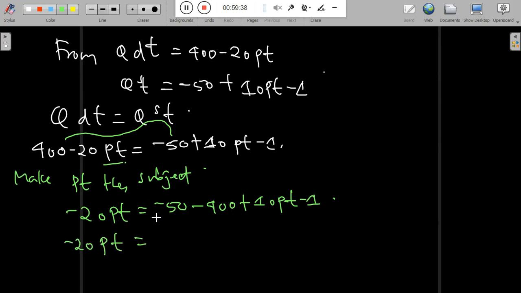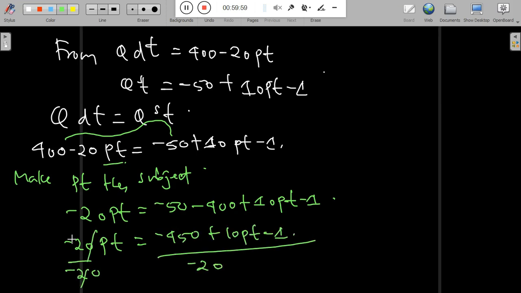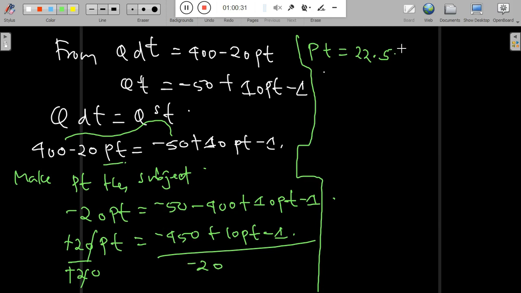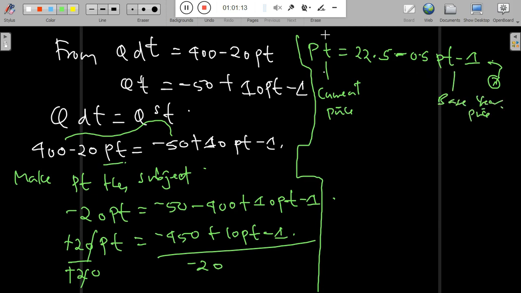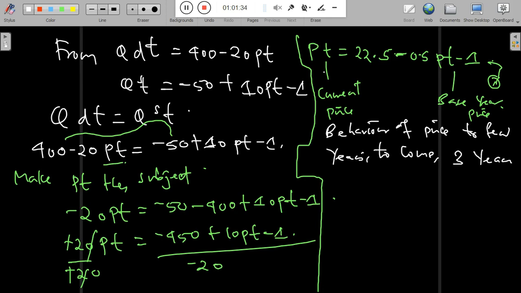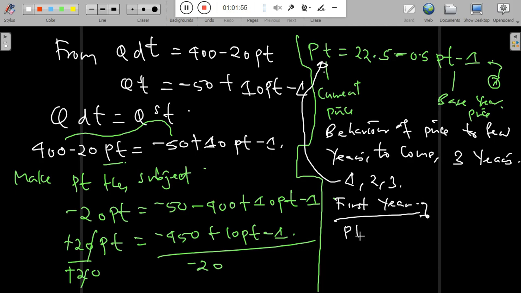That will be negative 20 Pt equals negative 50 minus 400 plus 10 Pt minus 1. Our intention here is to find Pt, the first order difference equation. So we divide by negative 20 on both sides. We find the current price Pt, making it the subject of the equation, is equal to negative 450 divided by negative 20, that is 22.5, minus 10 divided by negative 20, that is 0.5 Pt minus 1. Since the current price depends on the base year price, this is the equation we'll use to predict the behavior of the price for the few years to come.